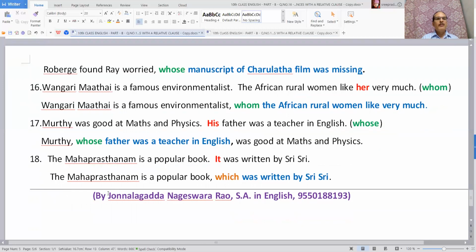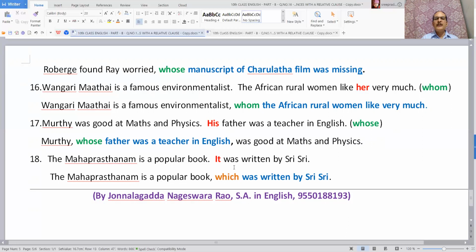Next one. The Mahaprasthanam is a popular book. It was written by Sri Sri. So the Mahaprasthanam, a popular book, and it all refer to the same. So the Mahaprasthanam is a proper noun actually. That's why when a proper noun is given, we can use a non-defining relative clause. So the Mahaprasthanam is a popular book, comma, just write a non-defining relative clause. In place of it, you write which, because that book refers to something. So which was written by Sri Sri.